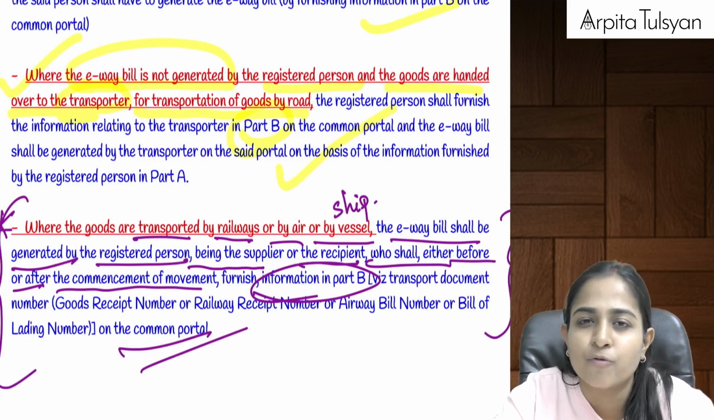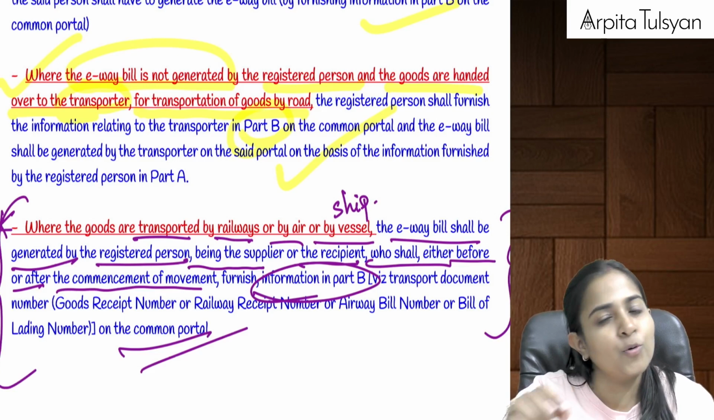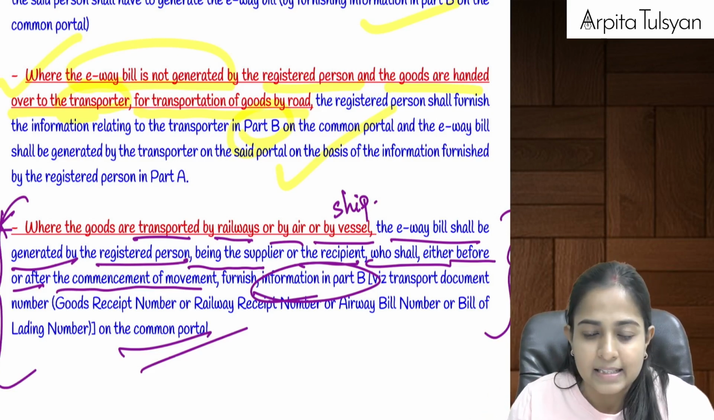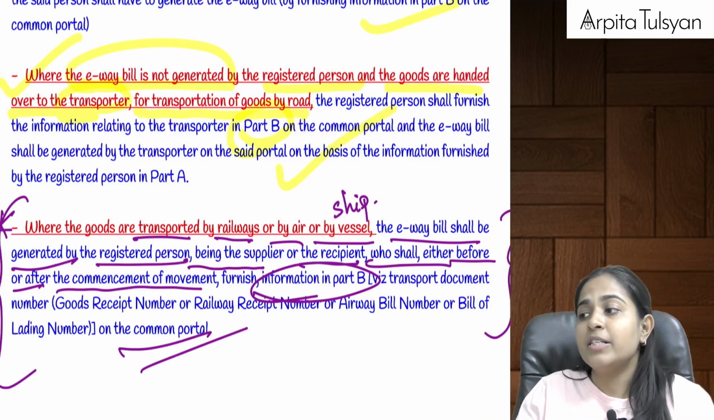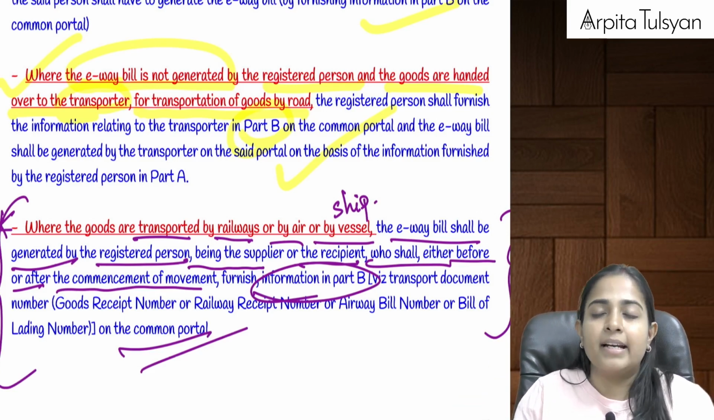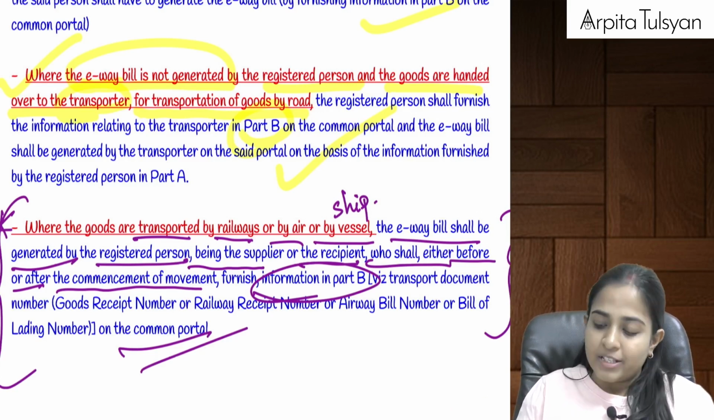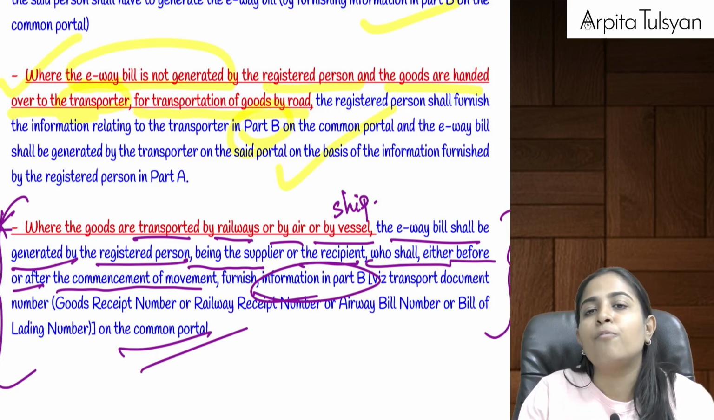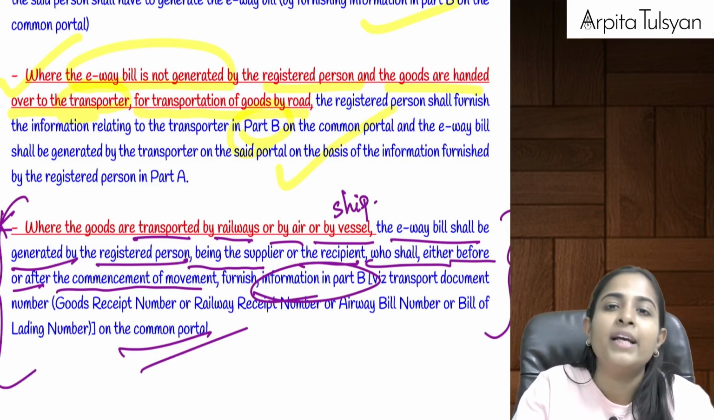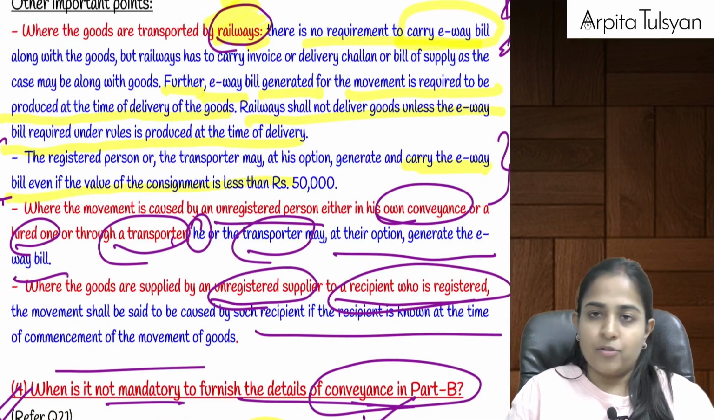Railway will not do this for you. Airlines will not do this for you. Shipping company will not do this for you. Okay, you only have to do it in these three cases. And the next exception is, it is not mandatory to issue or generate an e-way bill before the commencement of movement of goods. It can be done before the commencement of movement of goods, or it can be done during the movement of the goods.